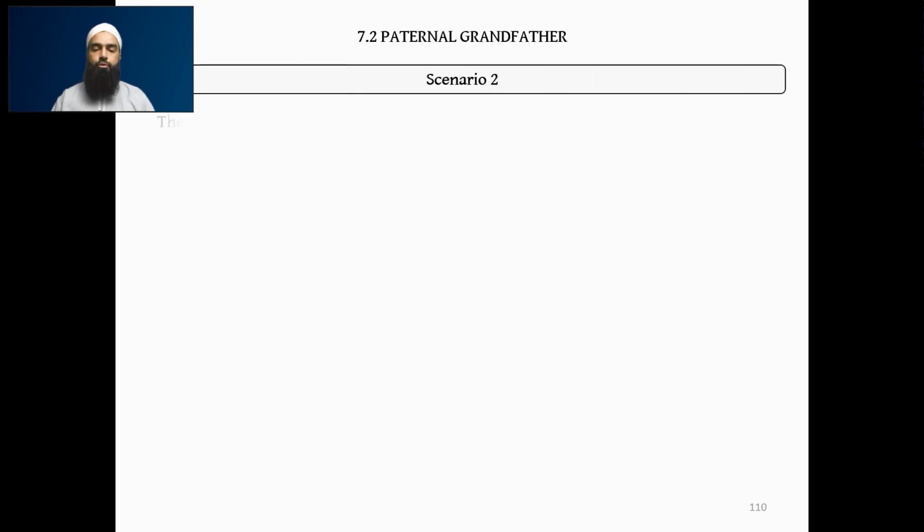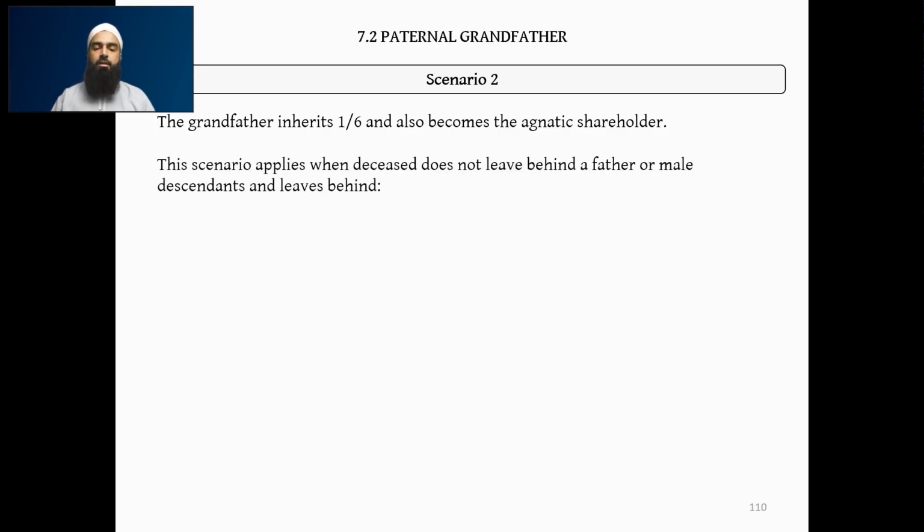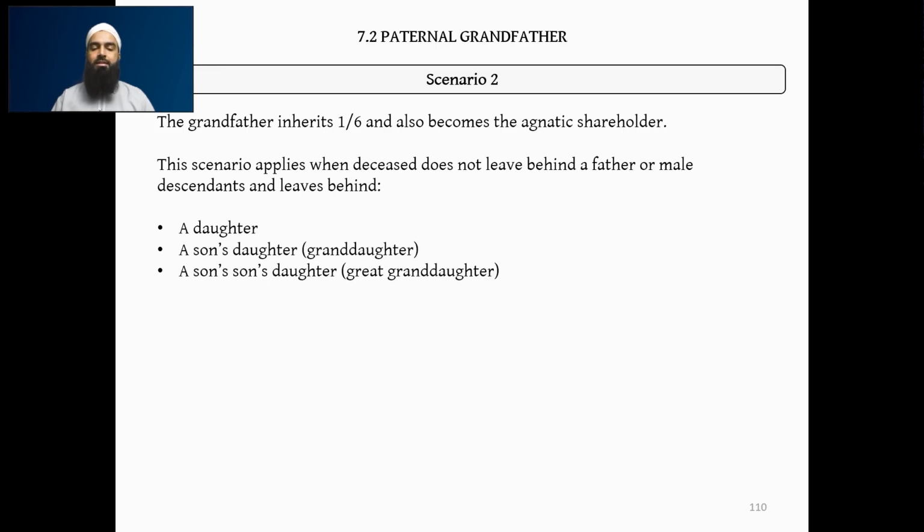Scenario number 2: the grandfather inherits 1/6 and also becomes the agnatic shareholder, just like the father. This scenario again applies when the father is not there and no male descendants are there, and the deceased does leave behind a daughter, a son's daughter, and so on. So let's do a scenario: daughter, grandfather. What happens here?